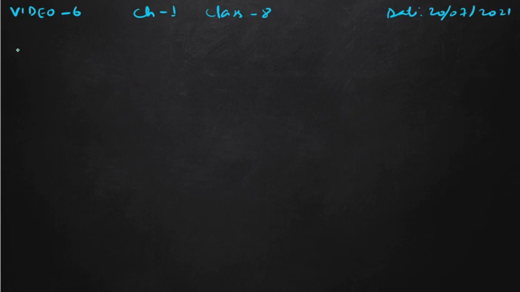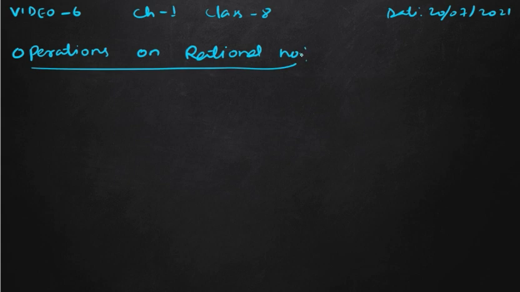So we have next our operations on rational numbers. Operation means that we have to add, multiply, subtract and divide. So first we will see the addition of rational numbers.